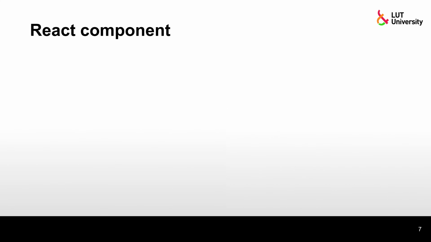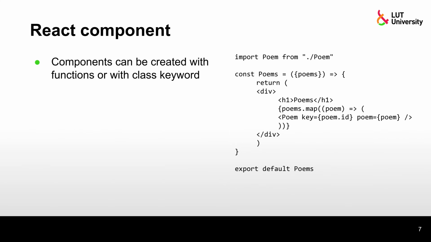And React component. We have been talking about components. What is really a component? A component can be created with functions or with the class keyword. Nowadays arrow function syntax is shorter and more used. Here you can see that we are creating a poems component which is getting props. Actually we are destructuring the props and getting poems out of those props.